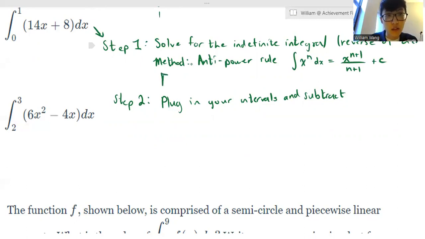Okay, so let's do that. This is 14x to the first power, right? So if I apply anti-power rule, it would then be 14x to the second power, because I'm adding 1. 14x to the second divided by 2, because 1 plus 1.